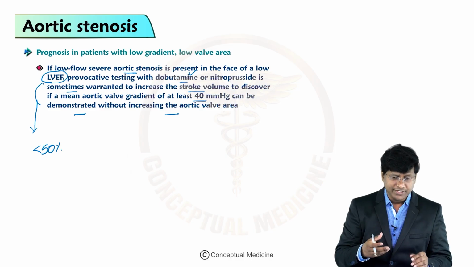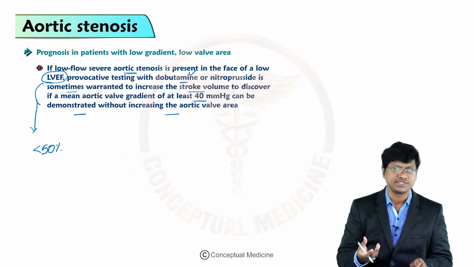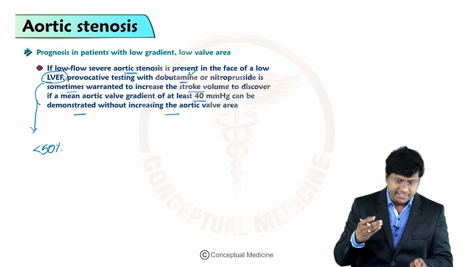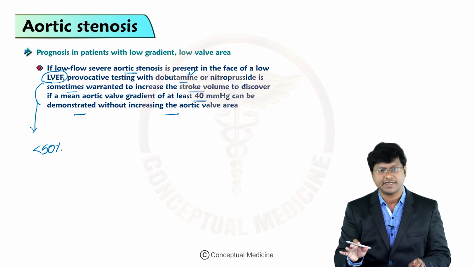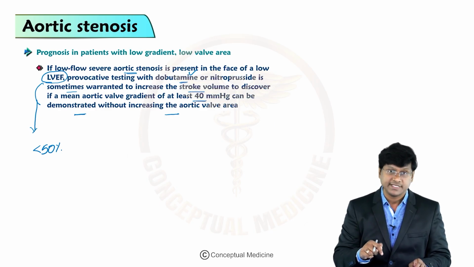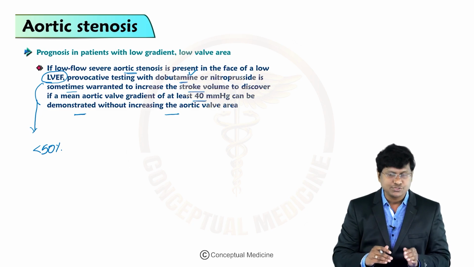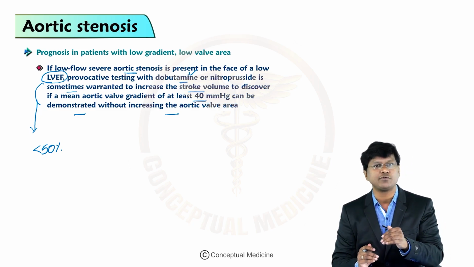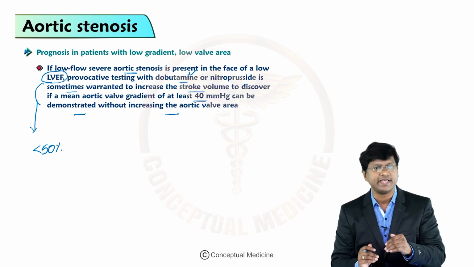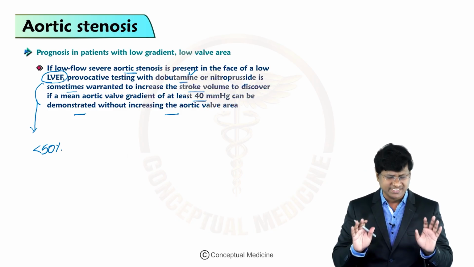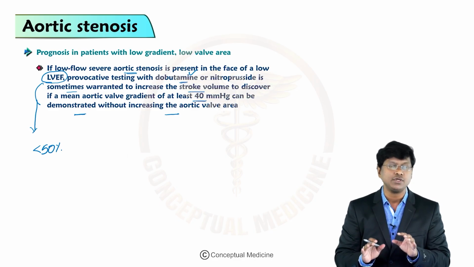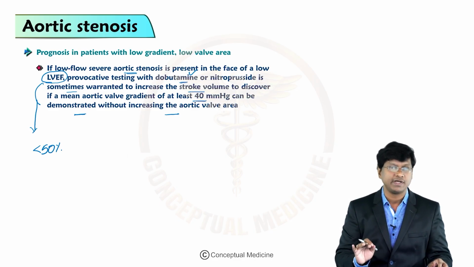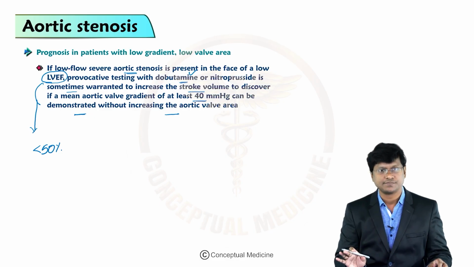That means when you are doing this dobutamine stress testing, that will increase the myocardial contractility and that should increase the gradient. That will happen in an individual with normal left ventricular ejection fraction. But here there is low ejection fraction. At least you should be able to demonstrate a gradient of 40 millimeters of mercury with the help of dobutamine stress testing. So basically dobutamine stress testing is done only in individuals with low flow, low gradient aortic stenosis. Okay.